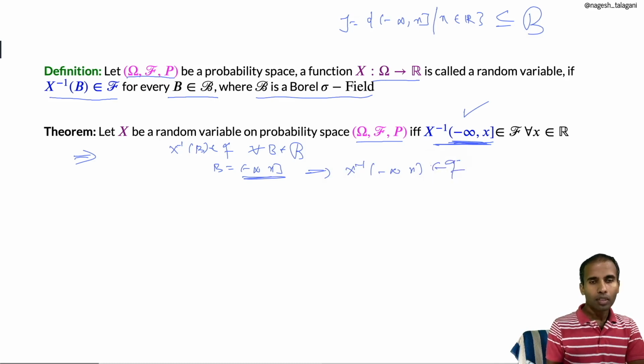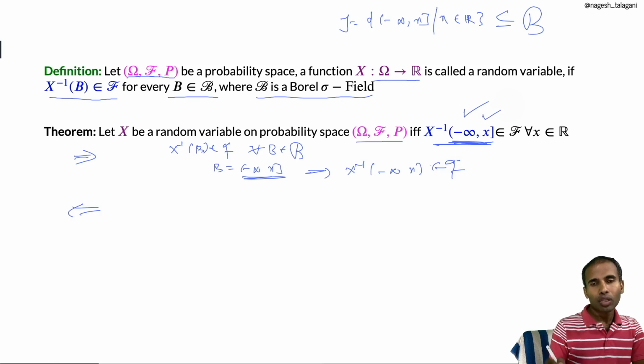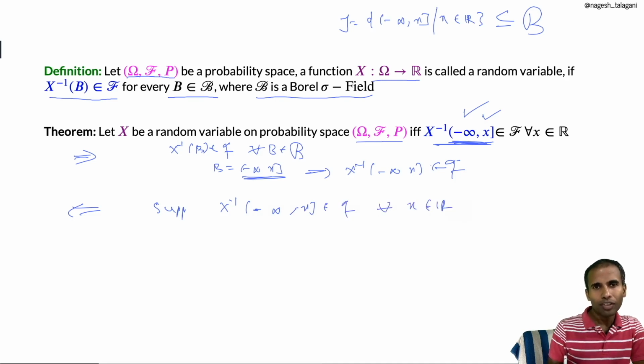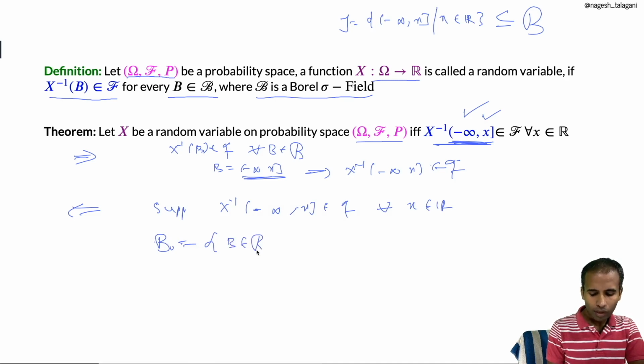Other direction. If we know this, we need to show that X is a random variable. For that, we need to show that the inverse images of Borel sets are in F. So suppose we have X inverse of minus infinity to x belongs to F for all x. Then we need to show that the inverse images of all Borel sets are in F. For that, let us consider script B naught, consisting of all Borel sets for which this is true.